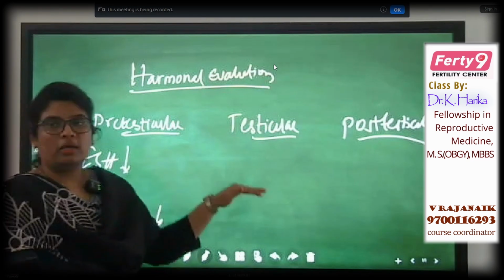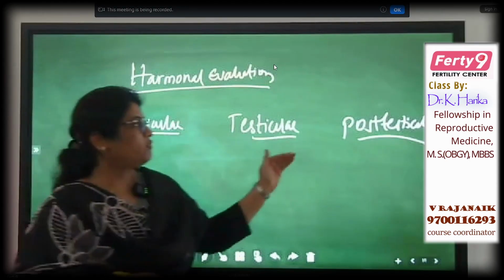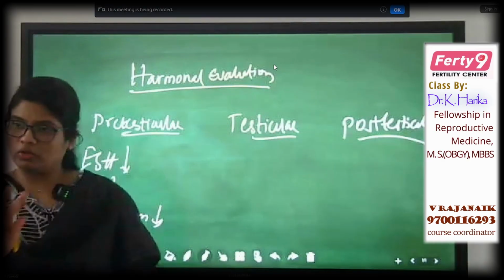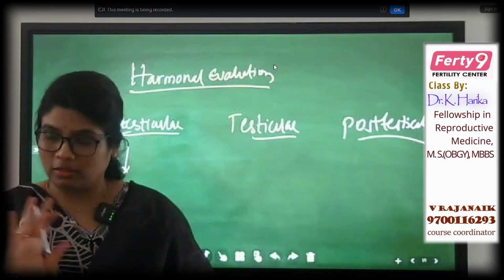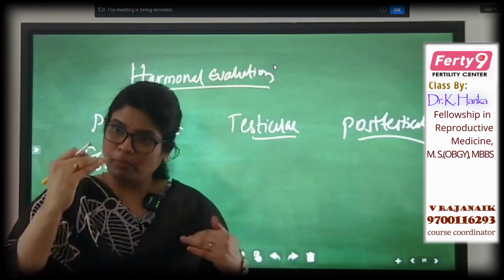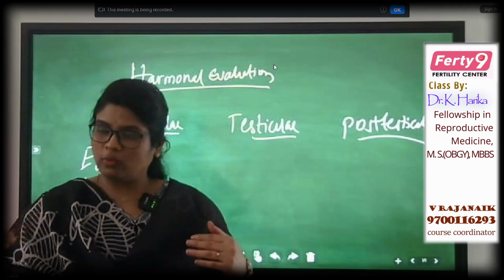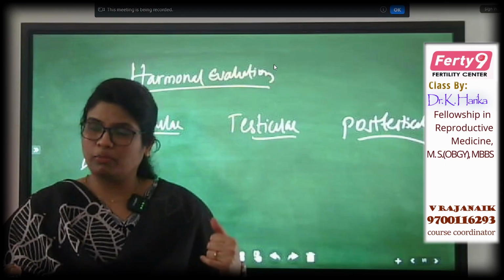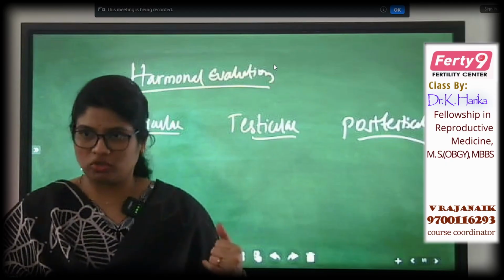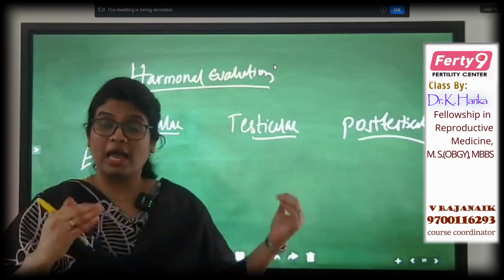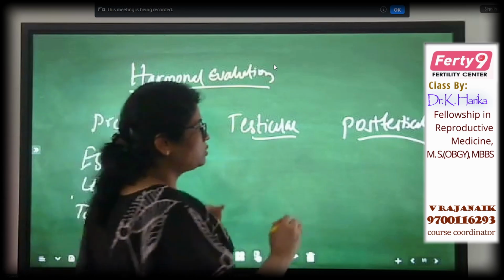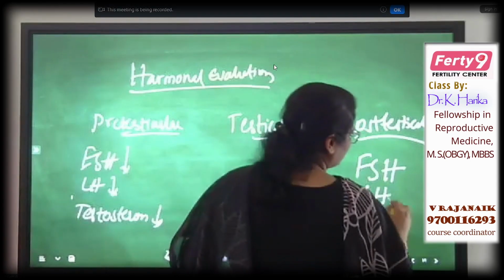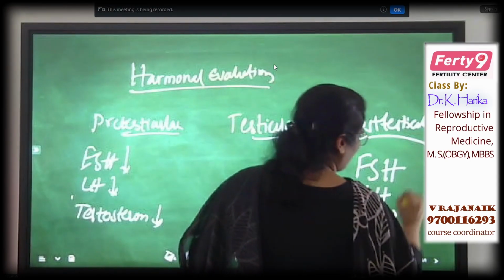Okay, this is testicular. Generally, first we'll discuss post-testicular. In post-testicular, there is no testicular pathology and everything is normal. Sperm production is normal, but there will be obstruction in the pathway, like a vas deferens or seminal vesicles problem, an ejaculatory duct obstruction, or sometimes congenital bilateral absence of the vas deferens. In such cases, FSH will be normal, LH will be normal, and testosterone will be normal.